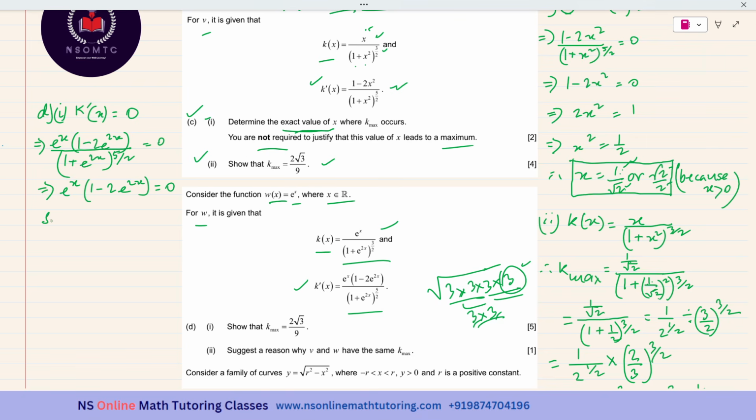Okay, since if you just try to recollect the graph of e to the power of x, how does it look? It is this: the x-axis is the horizontal asymptote, and this is the y-intercept, it is 1. So e to the power of x can never be equal to 0. It will not be meeting the x-axis or touching the x-axis for any value of x. So this e to the power of x will never be equal to 0.